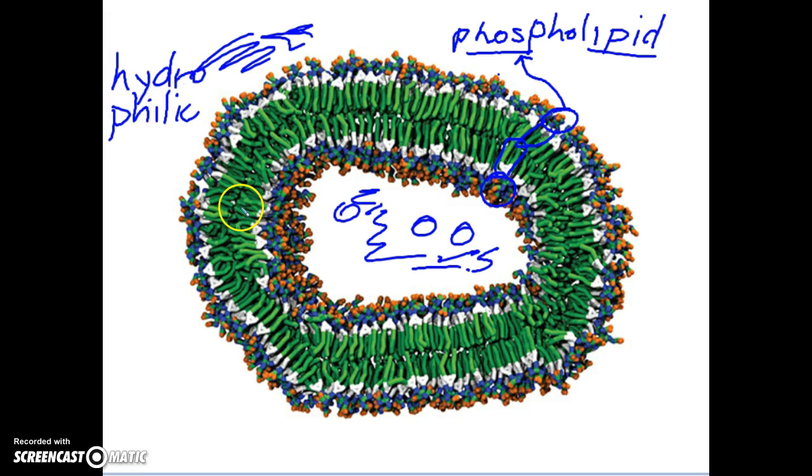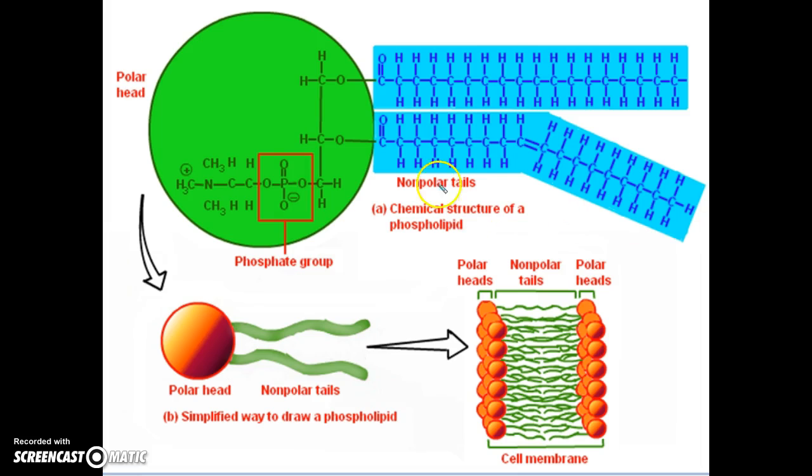And in this part, this lipid part, where the long chains of fatty acids are, we call it hydrophobic, water fearing or water hating. Okay, and then if we look at it a little bit closer, here's our phospholipid. Here's our phospho, that's the head, and that's the hydrophilic portion. And then this is the tail, the lipid, which is hydrophobic.